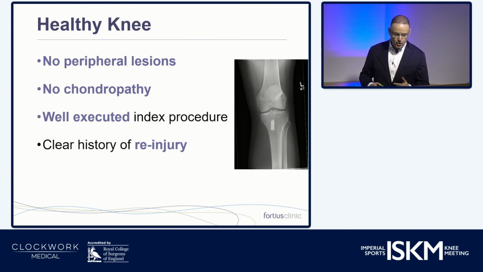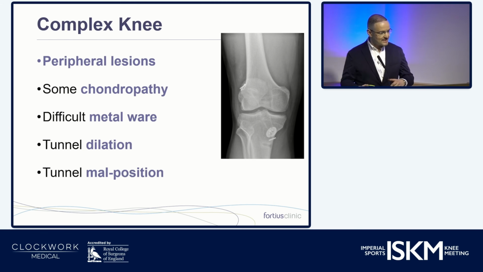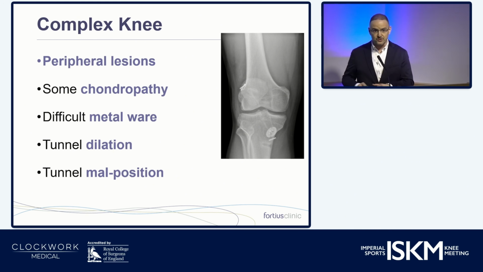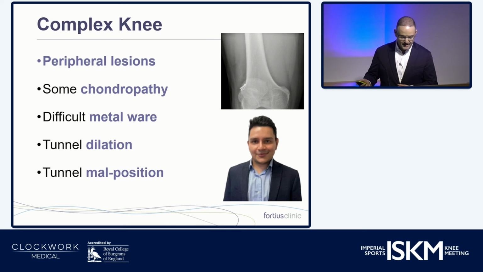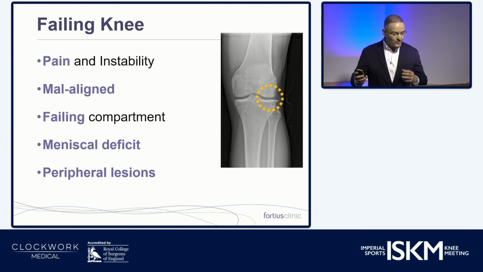Well, the healthy knee has no peripheral lesions, has no chondropathy, has a well-executed index procedure, and a clear history of re-injury. These patients are often young and handsome. Then we see the complex knee. So these are knees that have injuries that you've already heard about today. They have peripheral lesions, they have some chondropathy, there's often difficult metalware that we have to manage, and there are tunnel issues, including dilation and malposition. These patients aren't as young and often are overdue a visit to the barber.